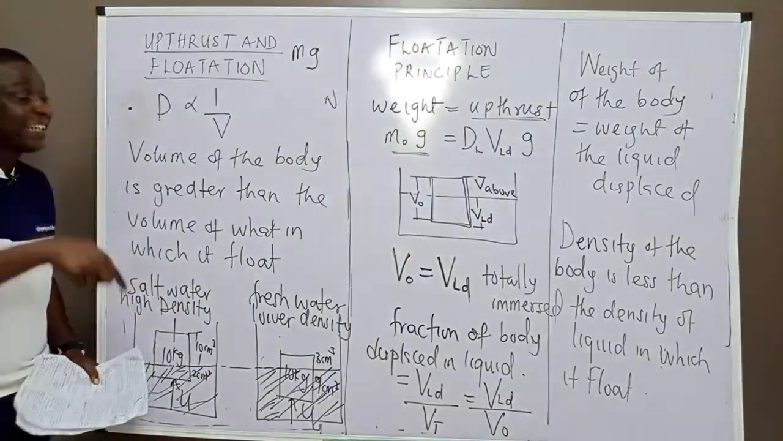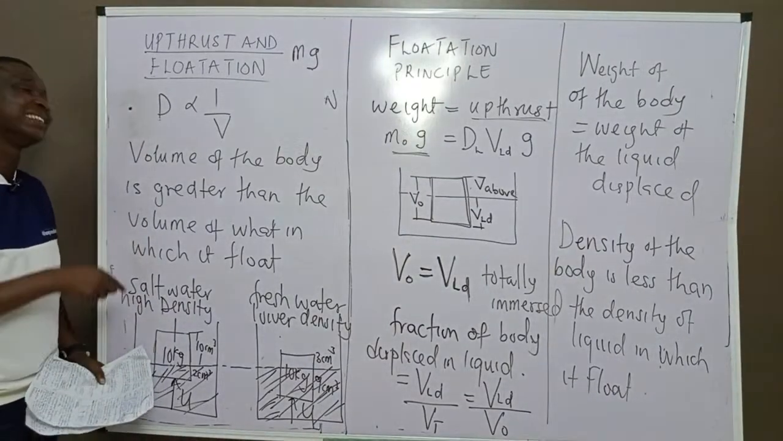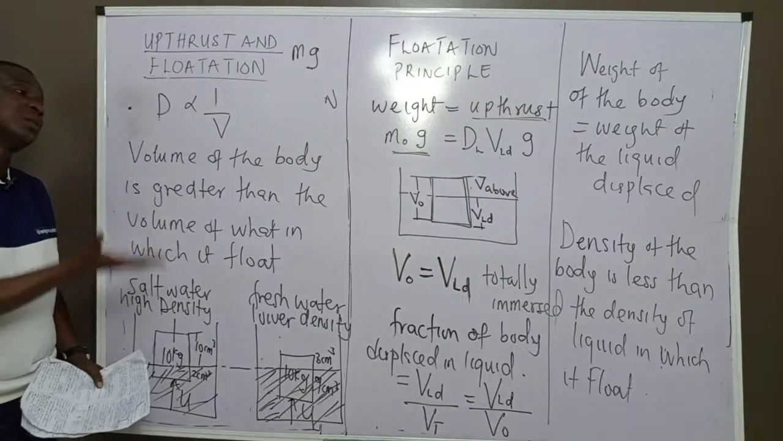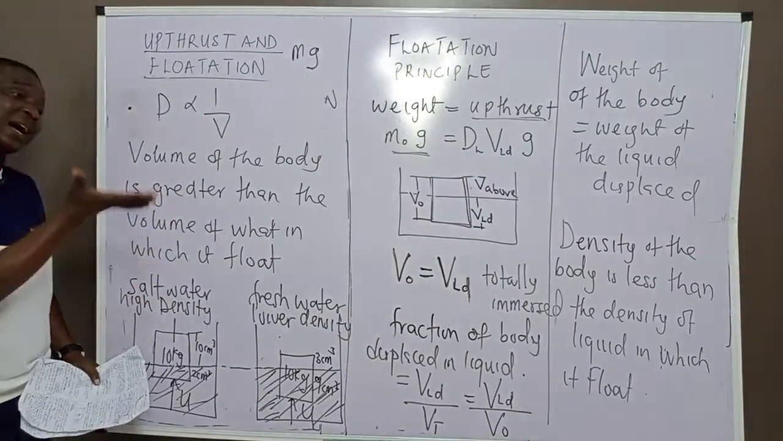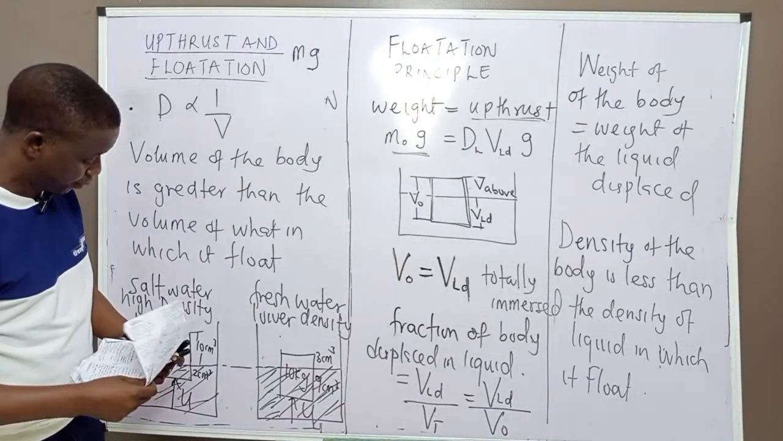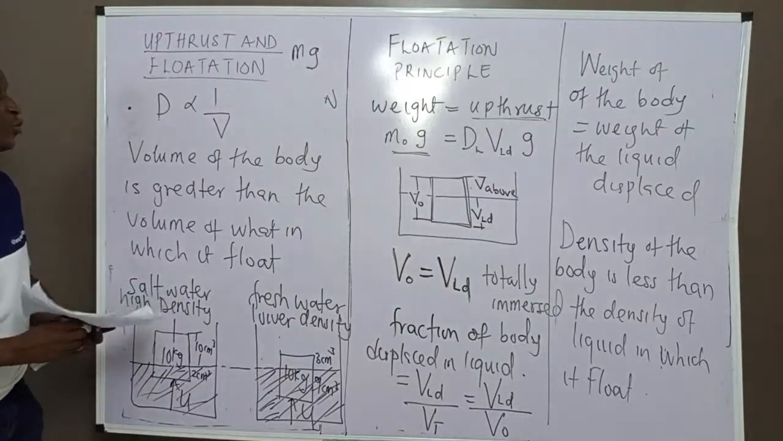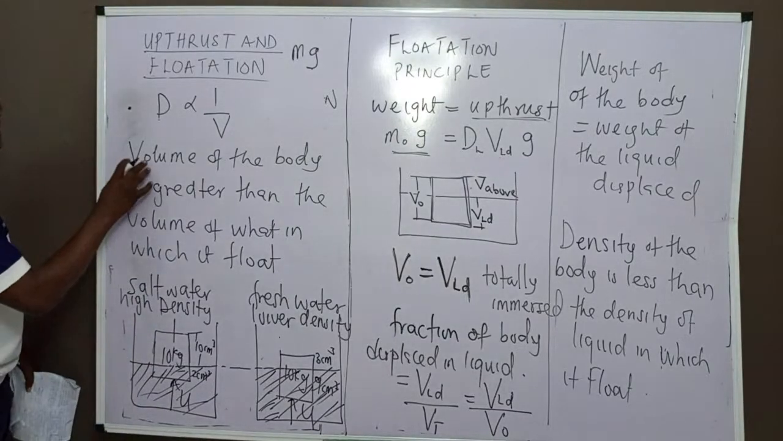So when we say sink lower, it means going down more in a lower density, and sink higher means that it comes up higher in a higher density. It has to do with depth. Please take note of that principle. Very, very important.